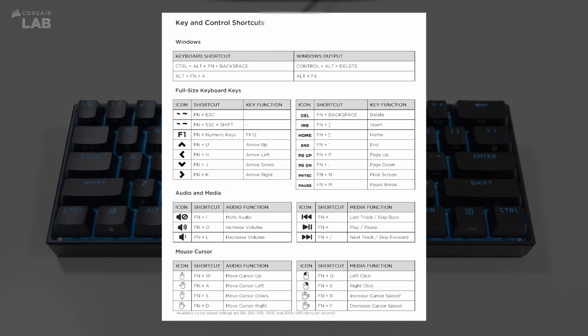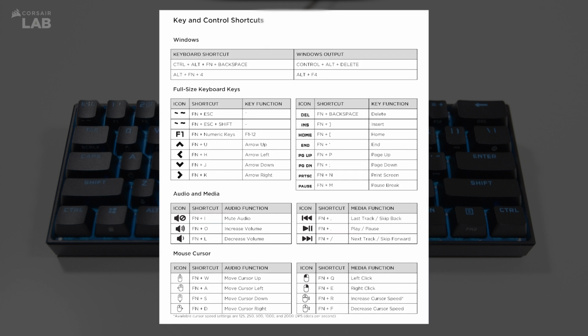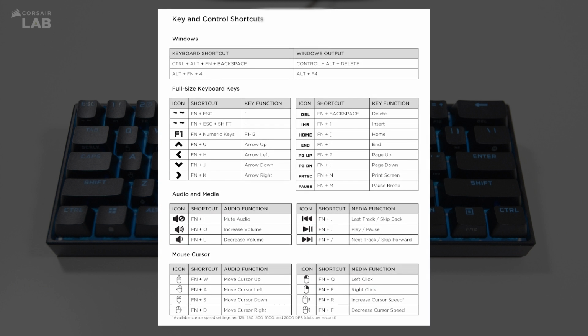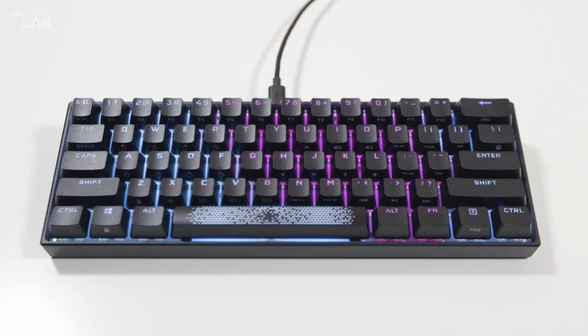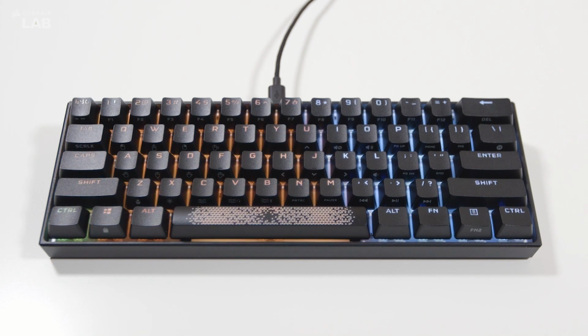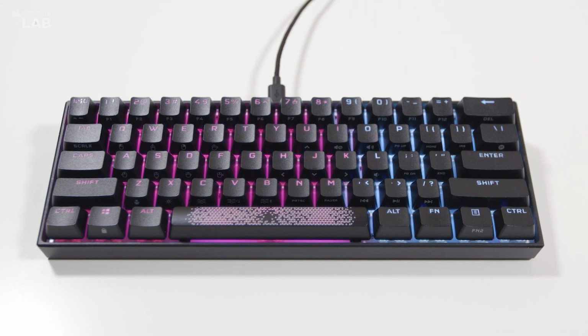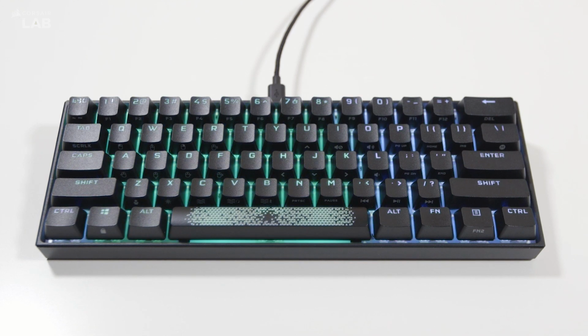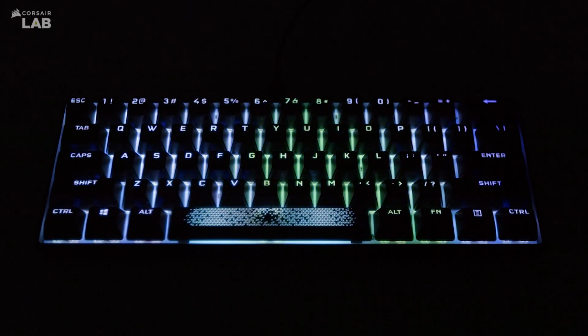The K65 RGB Mini has a number of key and control shortcuts pre-programmed for Windows, full-size keyboard keys, audio and media, as well as mouse controls. And that's it. The Corsair K65 RGB Mini provides all the functionality of a full-size Corsair gaming keyboard in a compact package. For more information about the Corsair K65 RGB Mini, check us out at Corsair.com.